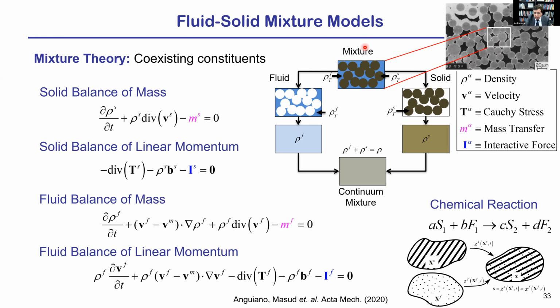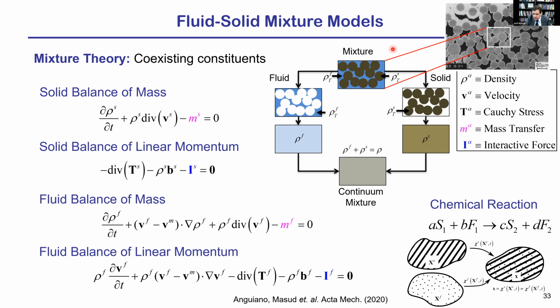In mixture models, since we are not modeling each of the constituents, we account for the constituents via balance laws applied independently to each of the constituents. So we'll have the solid balance of mass equation and the solid balance of linear momentum equation. Likewise, the fluid balance of mass equation and the fluid balance of linear momentum equation. Now, the question is, how do these two constituents know of the presence of each other?